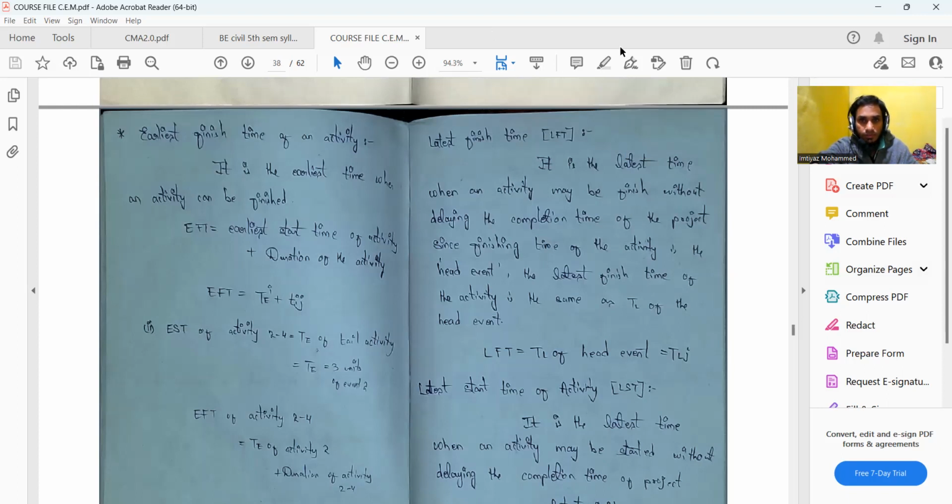Since the finishing time of the activity is the head event, the latest finish time of the activity is the same as TL of the head event. You can just check over here.